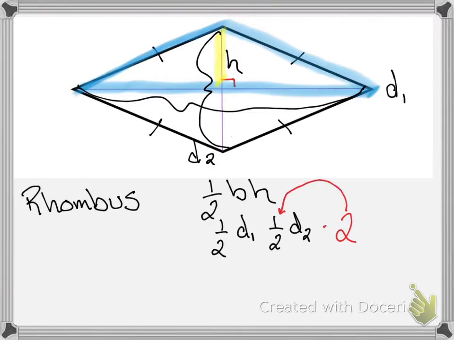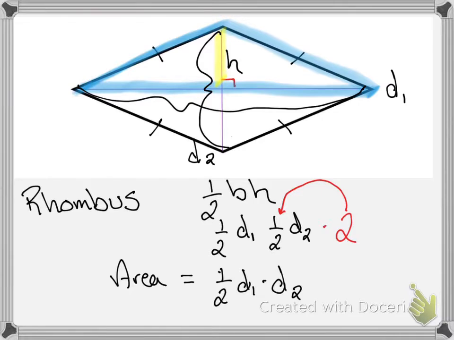So if I multiply this 2 times this 1/2 right there, that gives me 1. So then I end up with 1/2 diagonal 1 times diagonal 2. And there is the formula for the area of a rhombus given the diagonals.